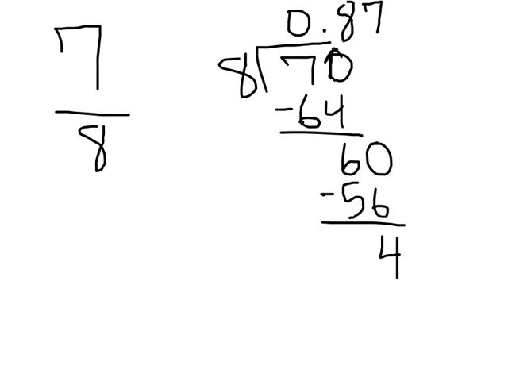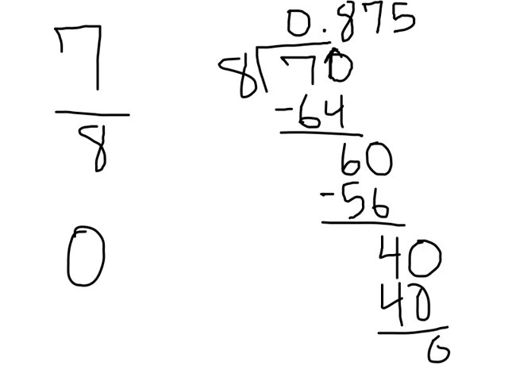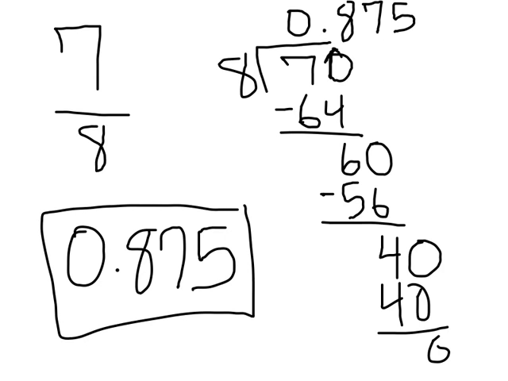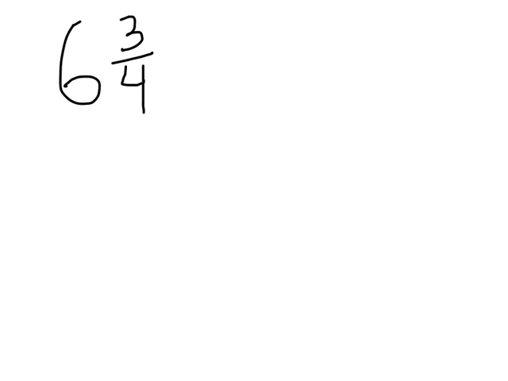8 does not go into 4, but it does go into 40. It goes into 40 5 times. 5 times 8 is 40, so I'm left with 0. So 7/8 as a decimal is 875 thousandths.